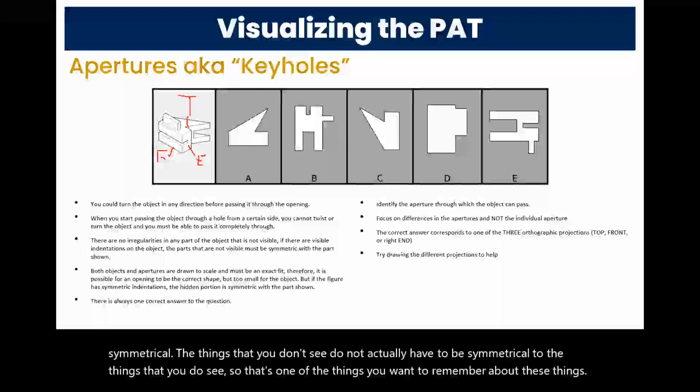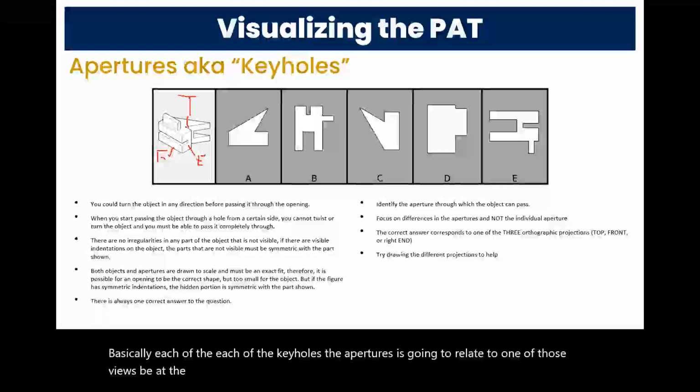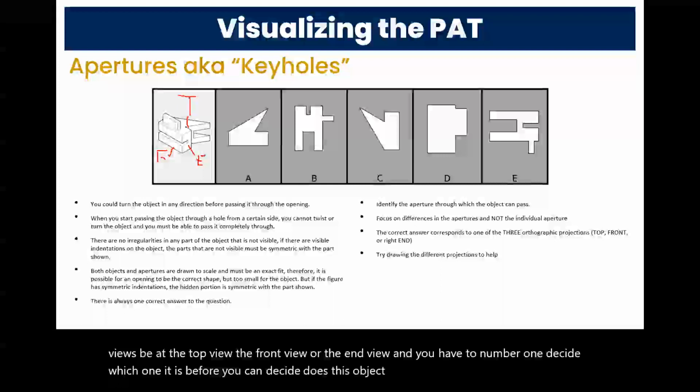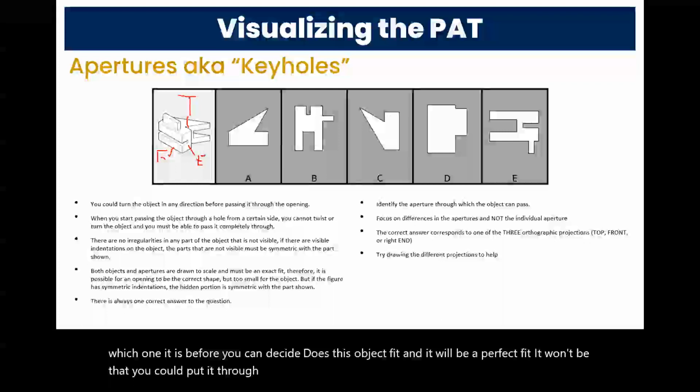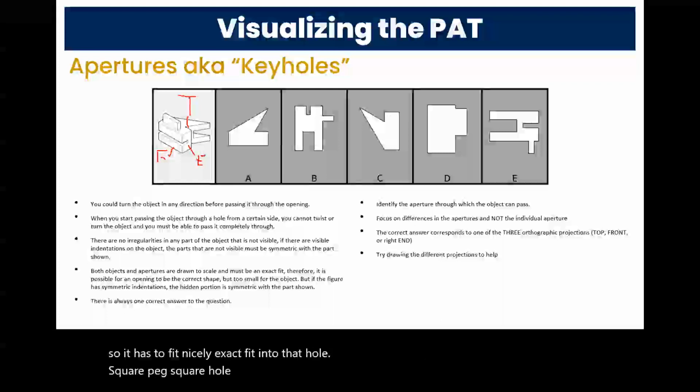Basically, each of the keyholes, the apertures, is going to relate to one of those views, be it the top view, the front view, or the end view. And you have to, number one, decide which one it is before you can decide, does this object fit? And it will be a perfect fit. It won't be that you could put it through a giant hole, even though it would fit, that's still not a match. So it has to fit nicely, exact fit into that hole. So like square peg, square hole kind of thing. There can be no twisting. Once you get it in there, you can't twist it to the side.